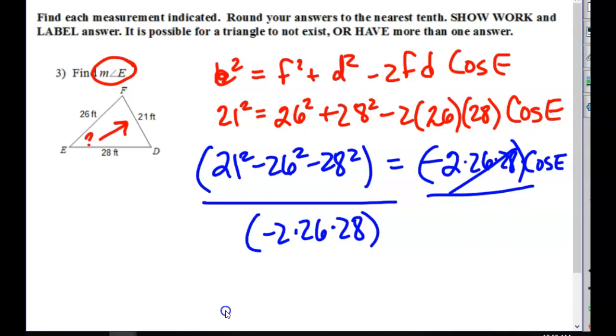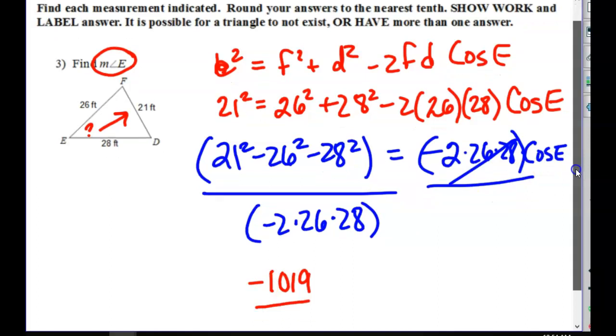21 squared minus 26 squared minus 28 squared. I'm going to write that number down just so I show a little more work. If you don't, it's okay, you just have to have a lot of parentheses if you do it all at once. The bottom is negative 2 times 26 times 28.